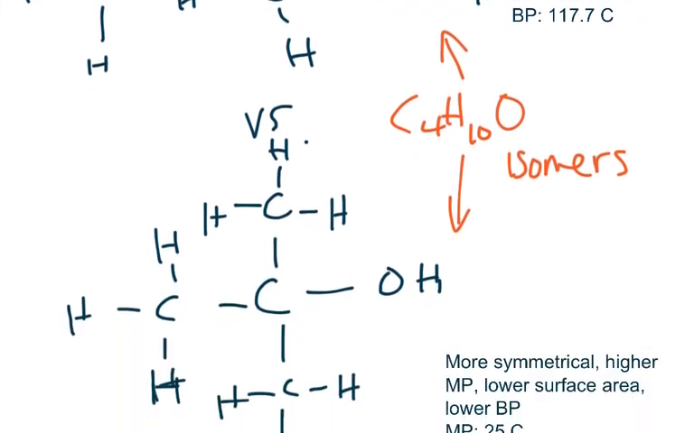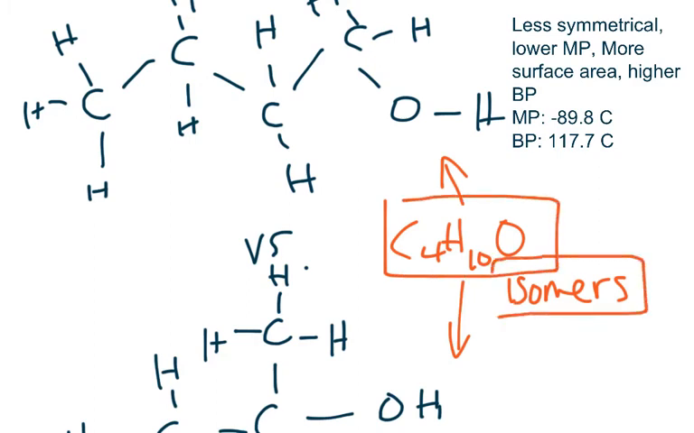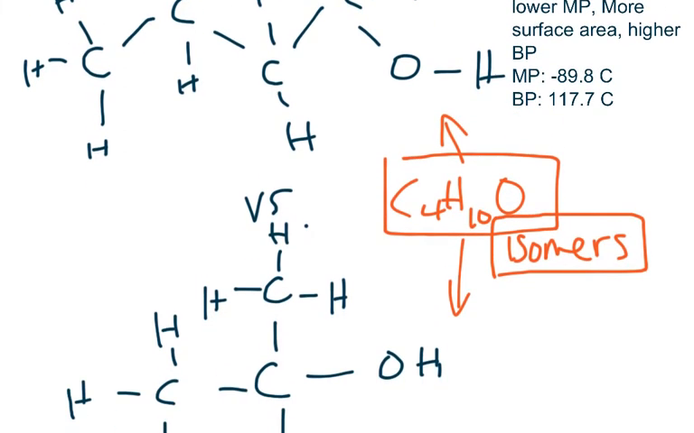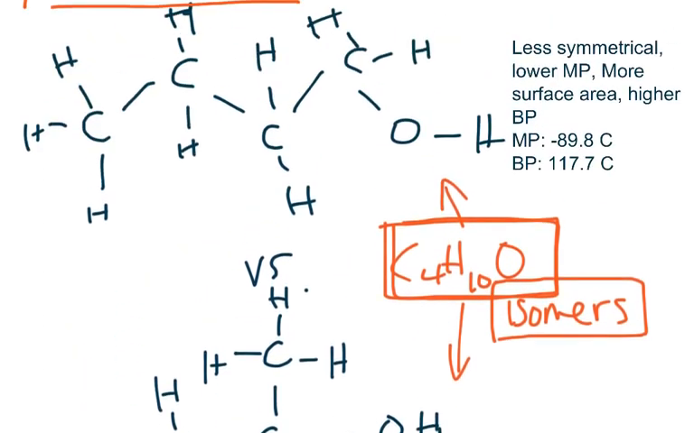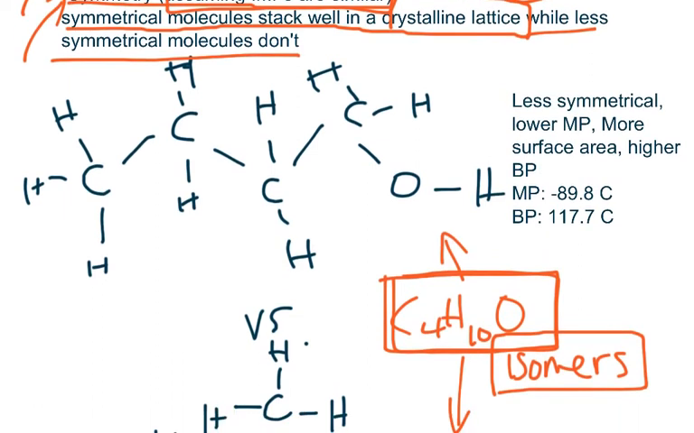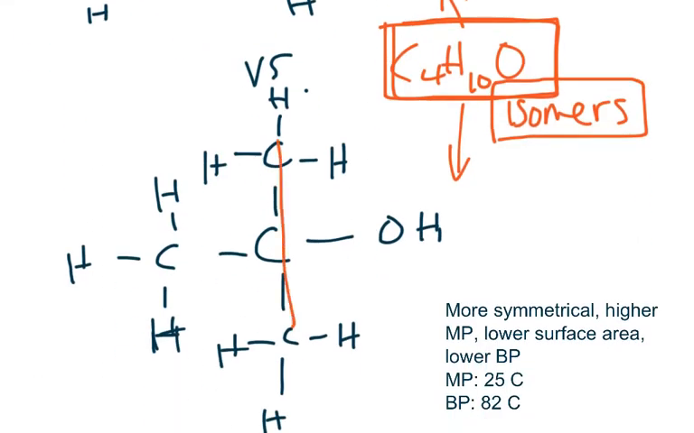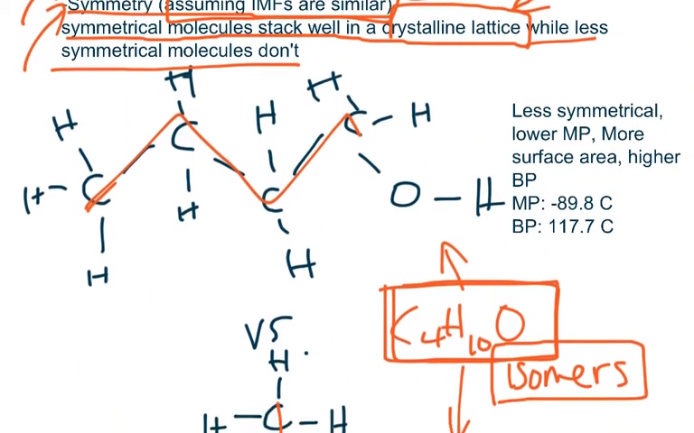So they both have the same molar mass because their molecular formula is C4H10O, and these are both isomers, and they're isomers because they have the same molecular formula, but they are shaped differently. So these are isomers, and notice how this one is kind of like a long chain, while this one is more so branched. And let's compare their melting points.